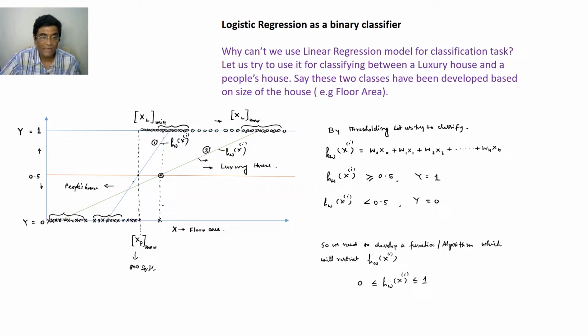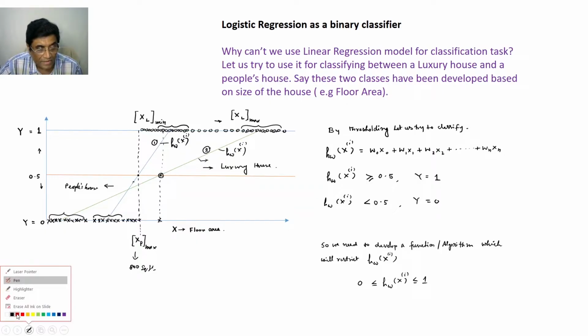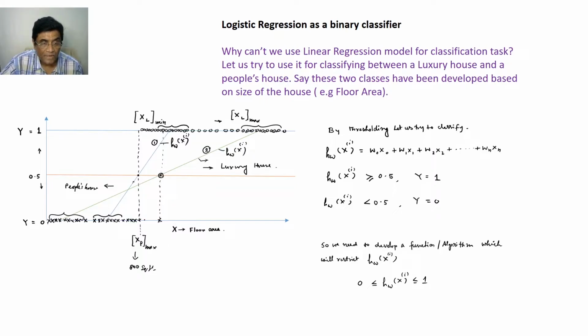Now, because it is a regression line, you see the threshold has shifted here. And what is wrong here, you see? Since the threshold is shifted here, what is going to happen to this kind of houses? These houses, of course, are greater than 800 square feet. And now, based on this regression line, everything above this threshold line is people's house, everything here is luxury house.